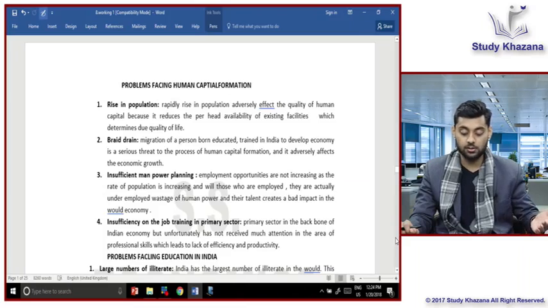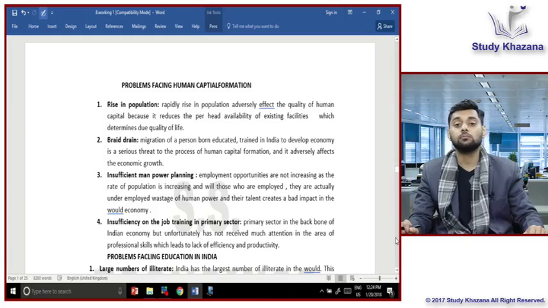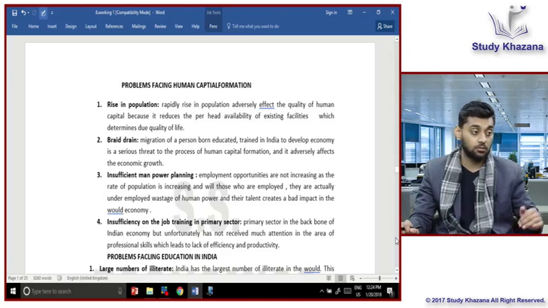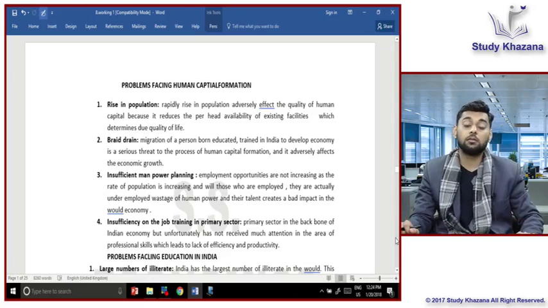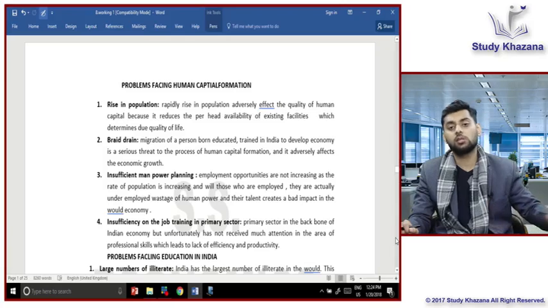Then one more point is insufficient on the job training in the primary sector. Have you ever given a thought that the agriculture sector is also a very good occupation from the economic point of view, from the earnings point of view? It's a really good occupation. But the thing is that lots of farmers don't know how to produce efficiently, because they are just moving ahead with conventional things.